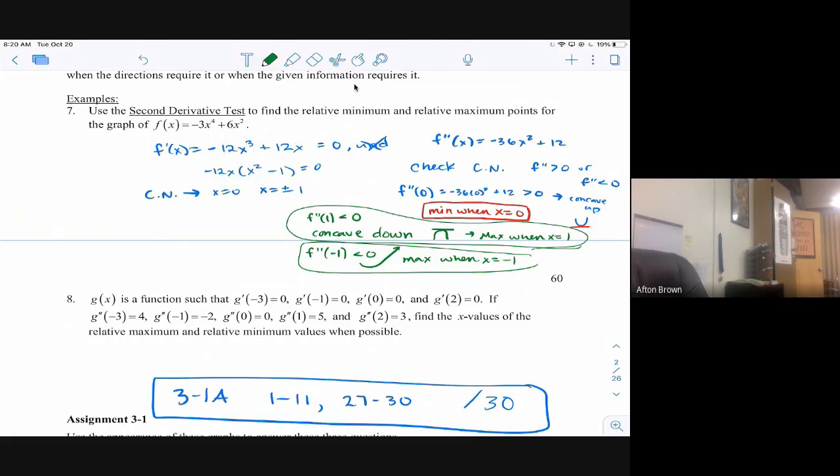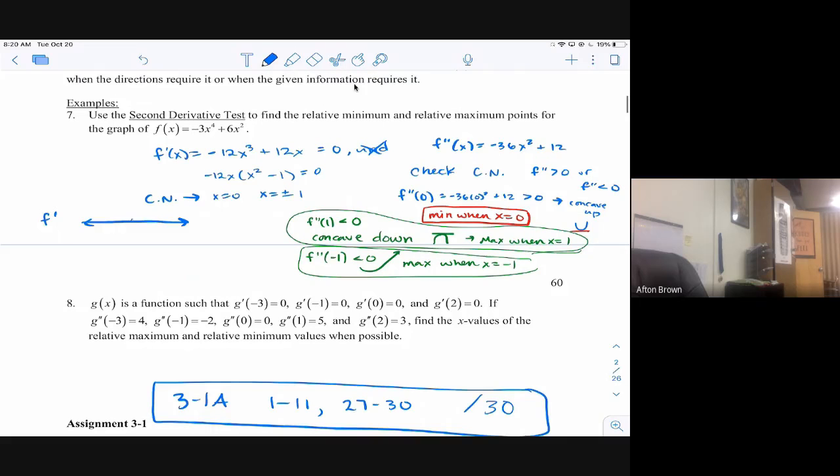So what you guys have done on a previous section is you did your first derivative test. Let me remind you, first derivative test versus second derivative test. You could have taken your critical numbers and listed your critical numbers 0, negative 1, and 1, and made a sign chart of f prime.